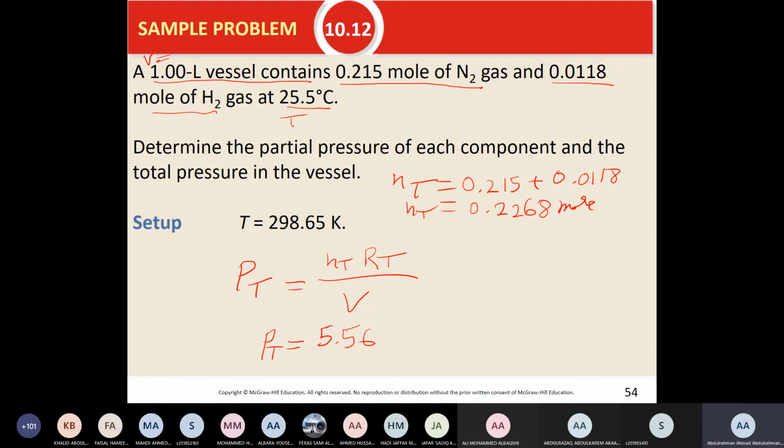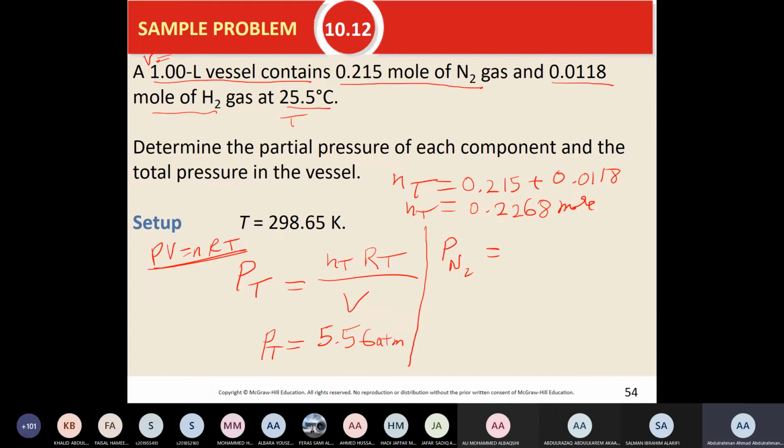Let's do another problem here. What is the pressure of hydrogen only or nitrogen only? I want to calculate P. P total is 5.56 Pascal? No, atmosphere. When you use PV equal to nRT, everything is in atmosphere.